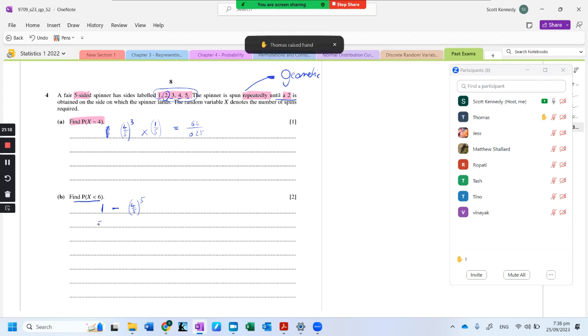Now, yep, Thomas. Yes. So if it was less than or equal to 6 times, then you would do to the power of 6, because it could equal that. This is giving me, maybe check this, 2101.